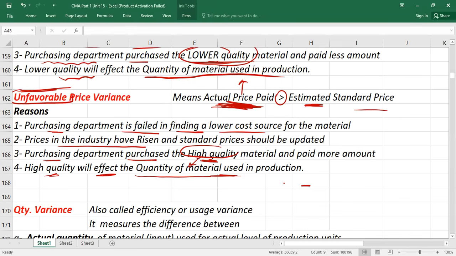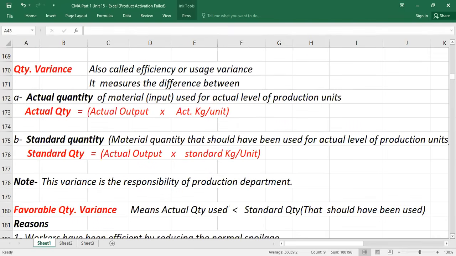Understood? These are theoretical reasons. I'm not saying this is the full exhaustive list, but it covers the main points. Okay, so now here we go. Now I'm going to talk about quantity variance, because in material there is another variance which is called quantity variance. I'll tell you how to calculate it, don't worry.